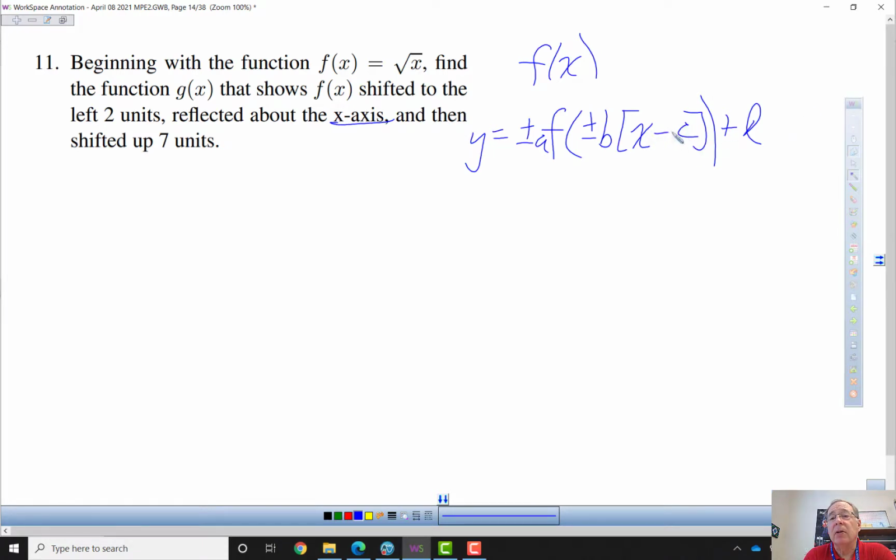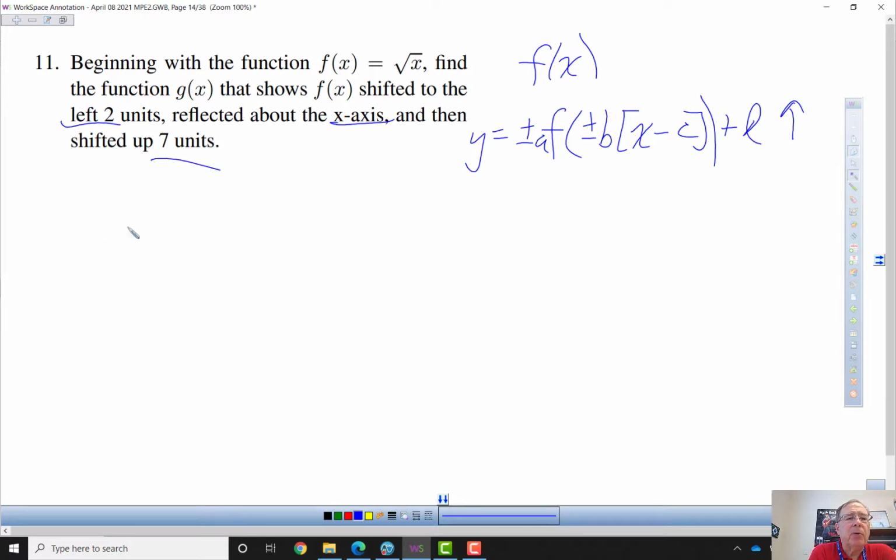So inside the parentheses, things are not what they seem. A minus shifts me to the right. A plus shifts me to the left, which is what we're doing here. And then we're leaving the parentheses, so things outside the parentheses are what they seem. A d, a positive d shifts me up, a negative d shifts me down.